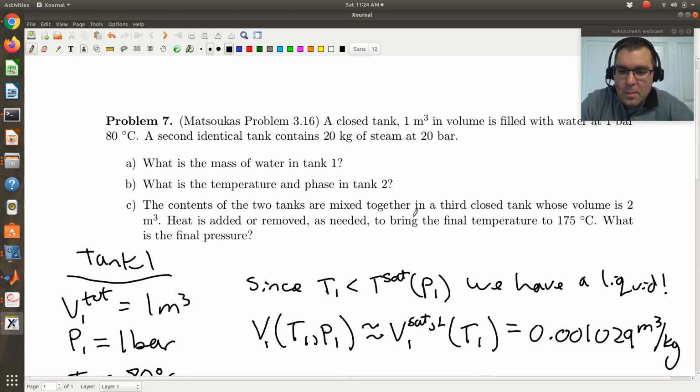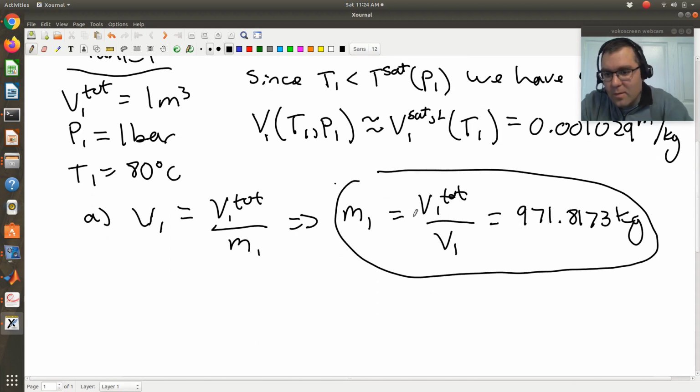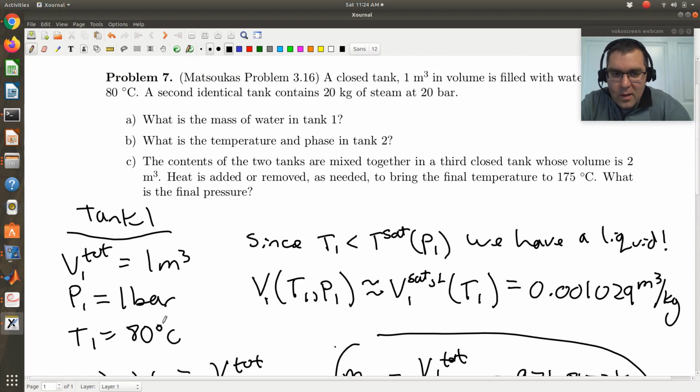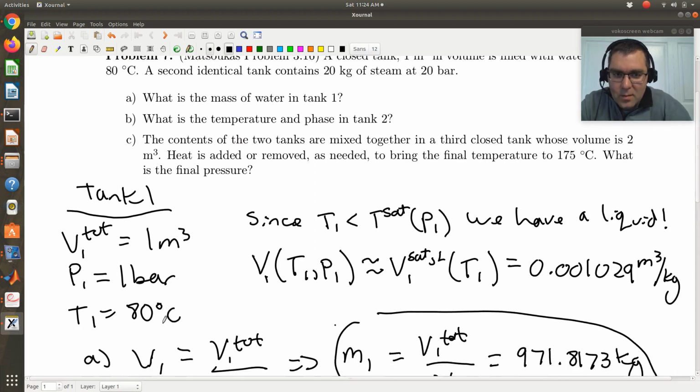Okay, now B. Let's figure this out in B, or let's call it tank 2. Okay, so we have an identical tank with 20 kilograms of steam at 20 bar.